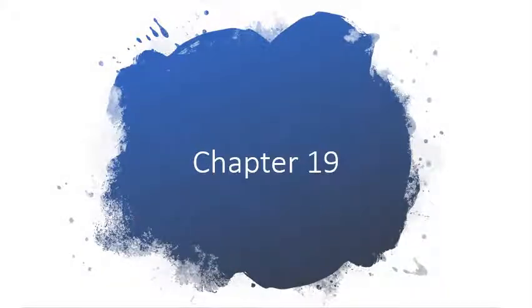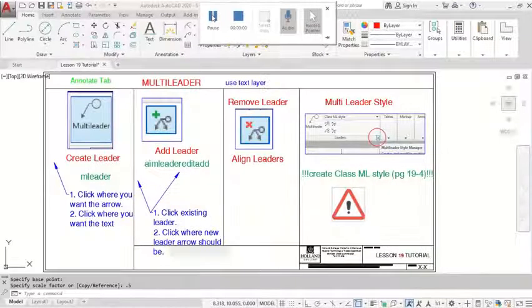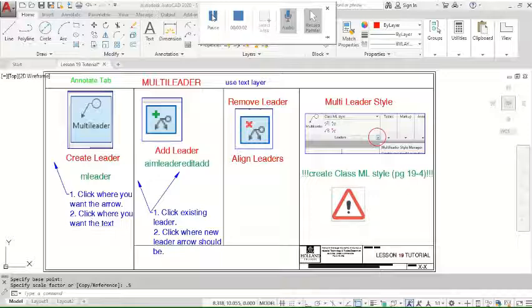This is the tutorial for Chapter 19 in your Beginning AutoCAD workbook. Okay, so in Chapter 19, we're going to be working with leaders. We want to create them, modify them, make a new leader style, dimension angular surfaces, add special characters, and use prefix and suffix in a dimension.